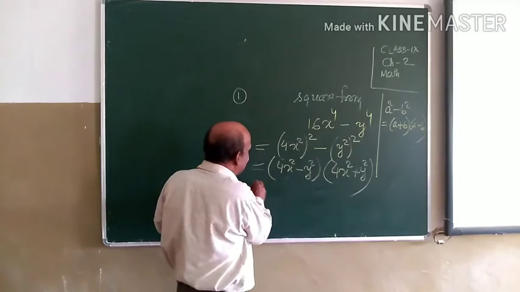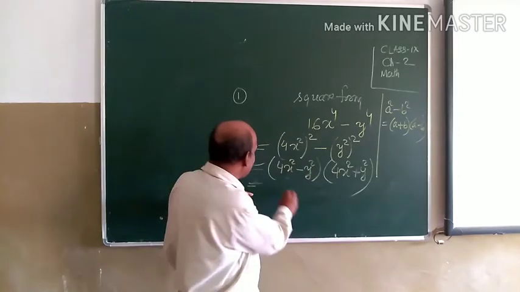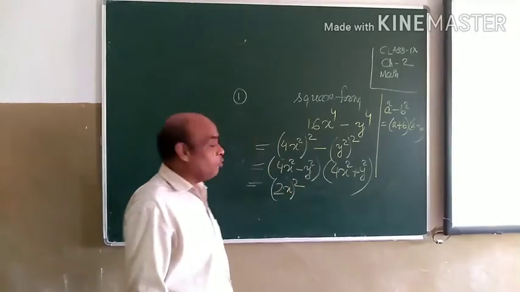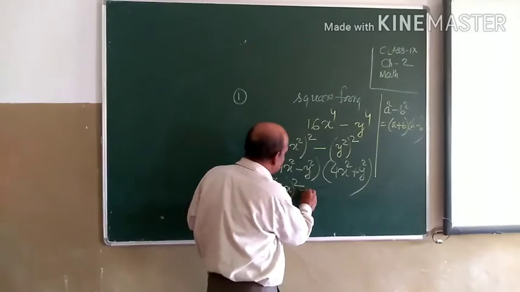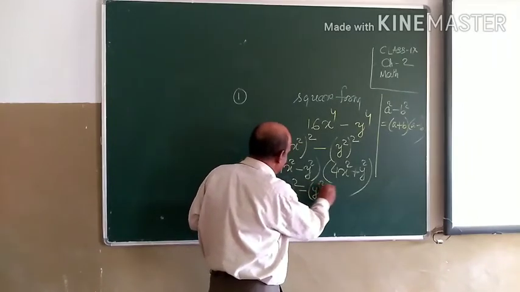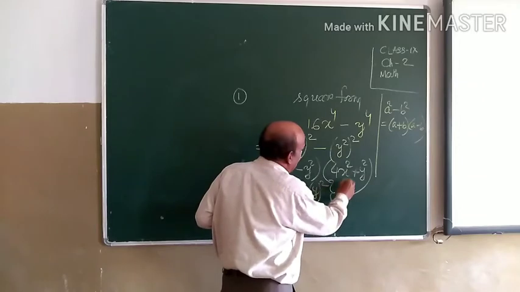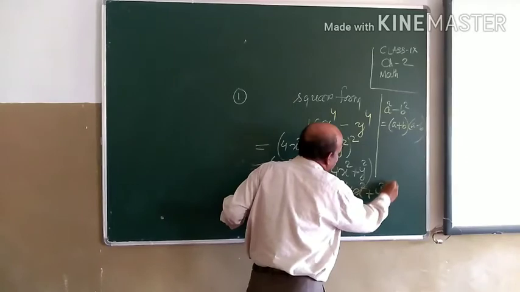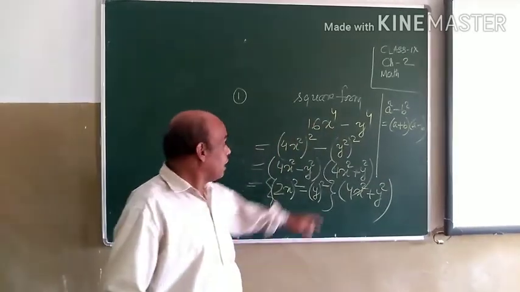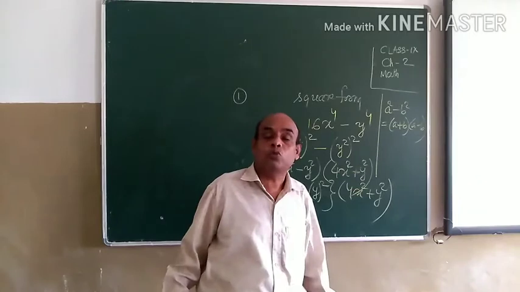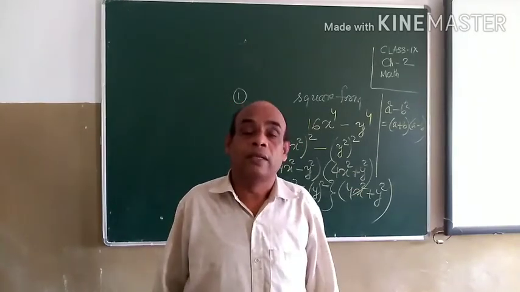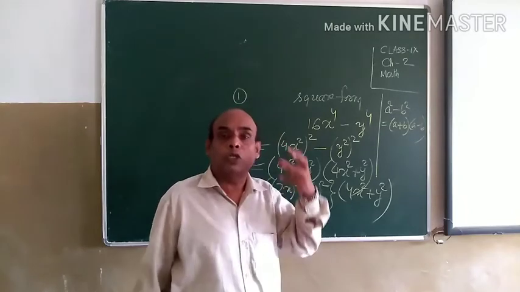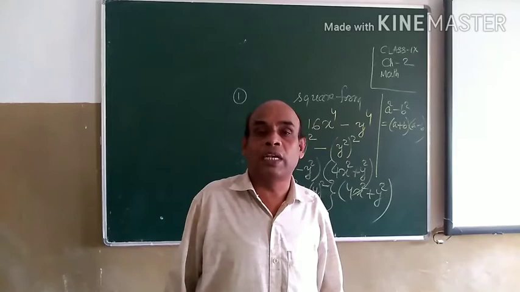Now we check: 4x square can be written as whole square of 2x, and y square as whole square of y. We do not write 4x square plus y square this way, because it is not in formula form. Whatever comes in formula form, that is what we write.